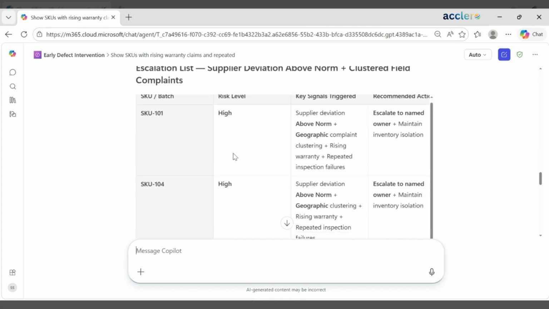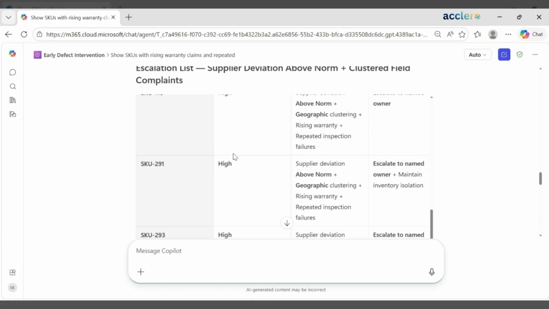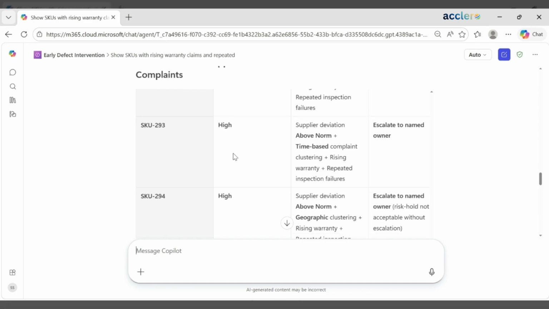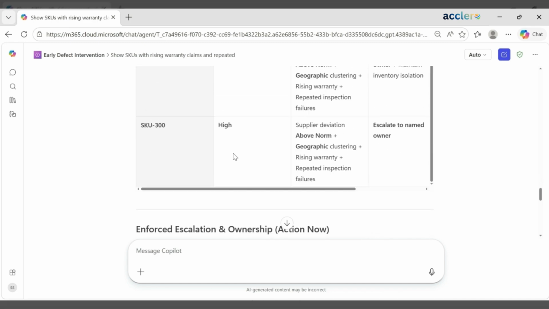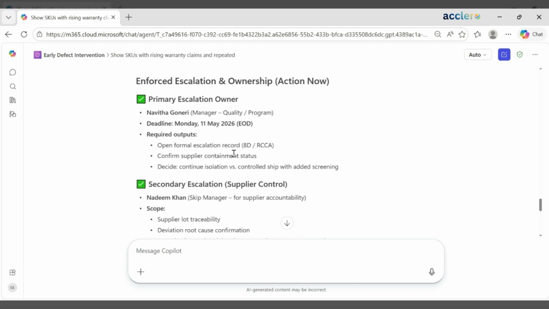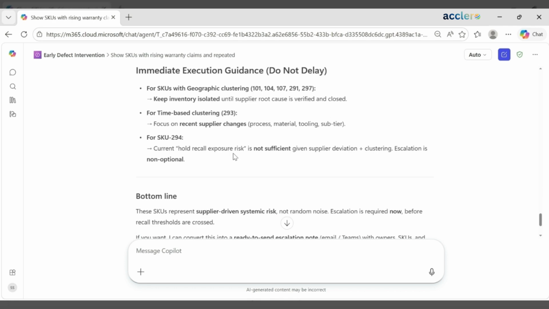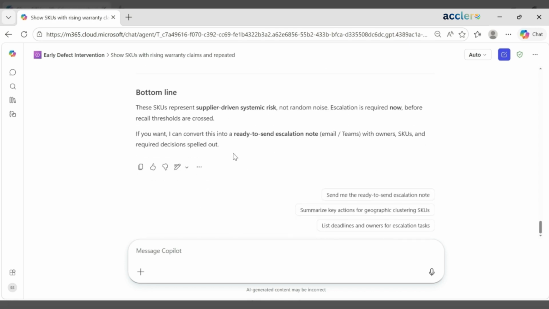SKU 101, 104, 107, 1110, 291, 293, 294, 297, and 300. So this prevents the situation where everyone is aware of the risk, but no one owns the decision.